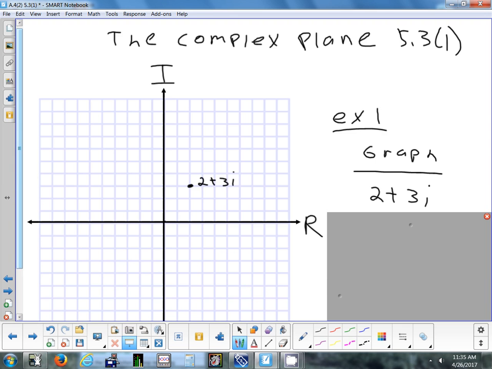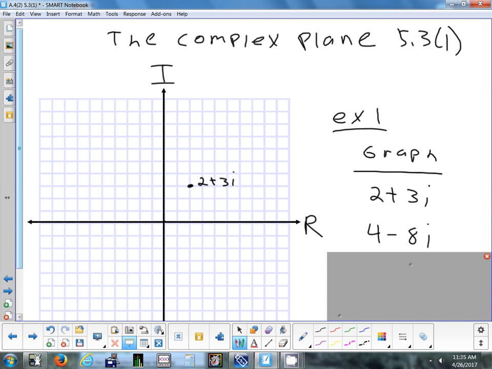Any questions on how I graph that point? The mistake I usually see on the test, people switch the real and imaginary axis. They forget which one is which. So just remember, real is horizontal, imaginary is vertical.